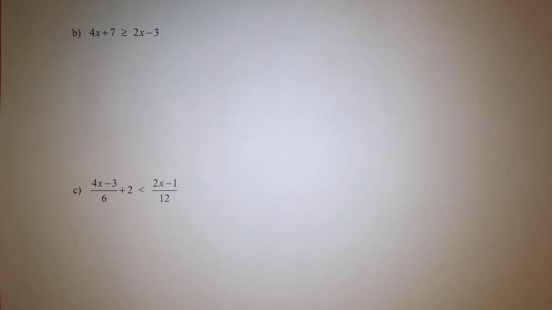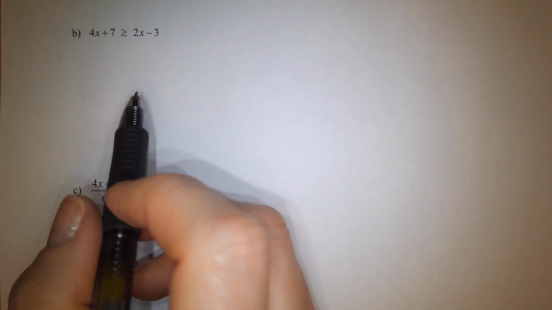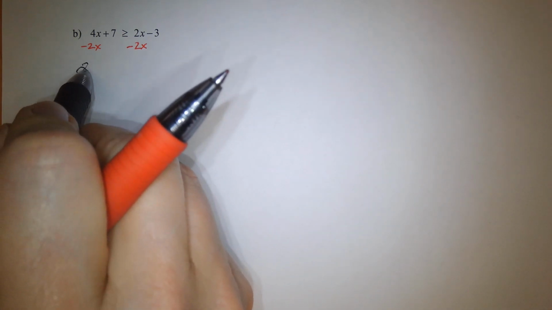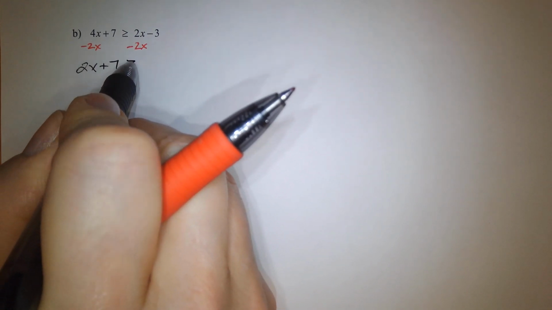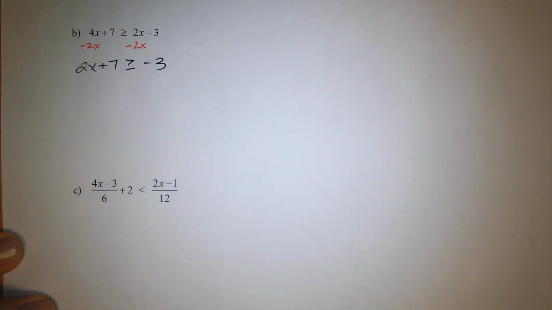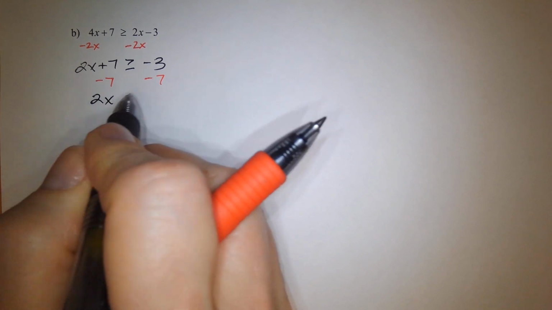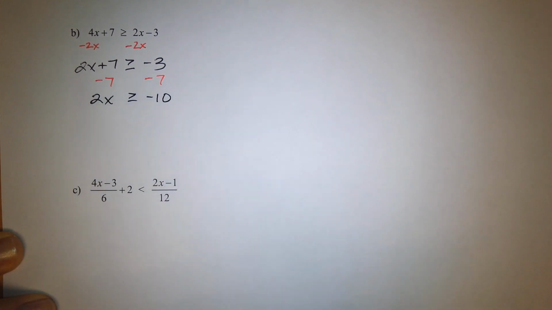So let's continue our discussion on solving inequalities. Here we've got another inequality that we're asked to solve for. First thing we do is we get x to one side. So we're going to move this x over to the other side. So it gives me 2x plus 7 is greater than or equal to negative 3. Then we move the constants to the other side. So it gives me 2x is greater than negative 10.